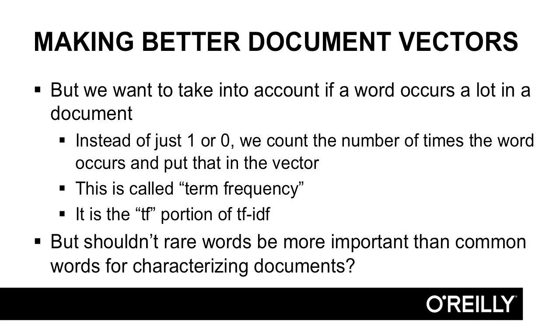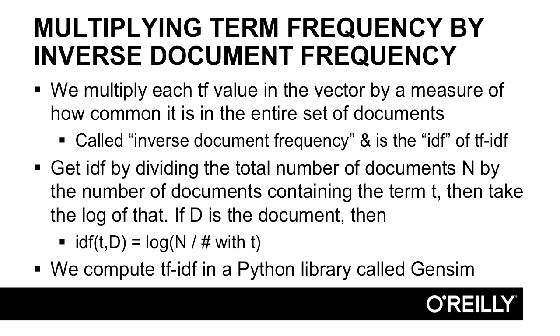So what if a particular word occurs a lot in a document? Instead of just a 1 or a 0, we want to count the number of times the word occurs. This is called term frequency. It's the TF portion of TF-IDF. So now words that occur frequently have a higher weighting in this vector, which should help, but rare words should be more important for characterizing documents. That brings us to the IDF portion.